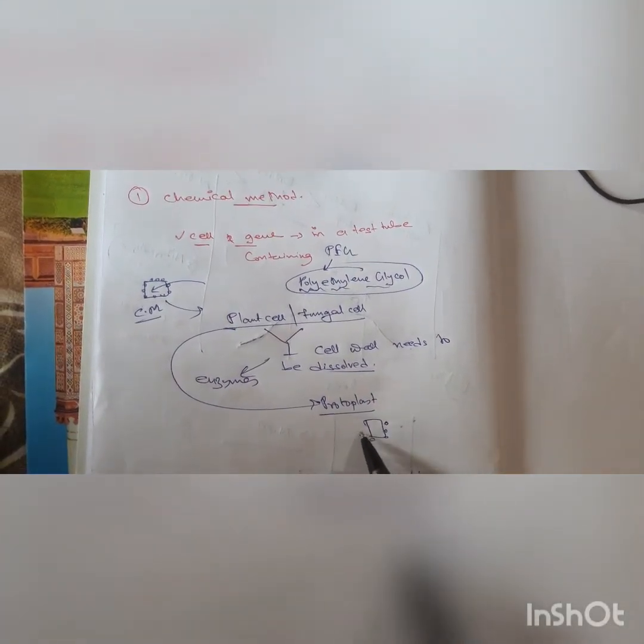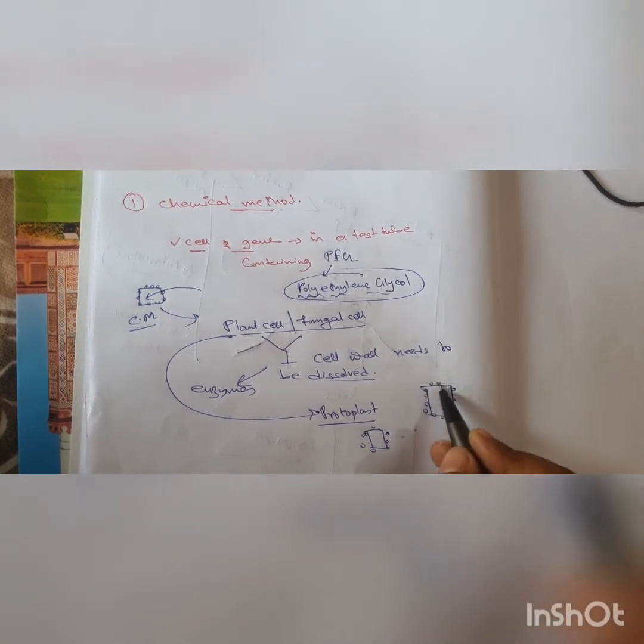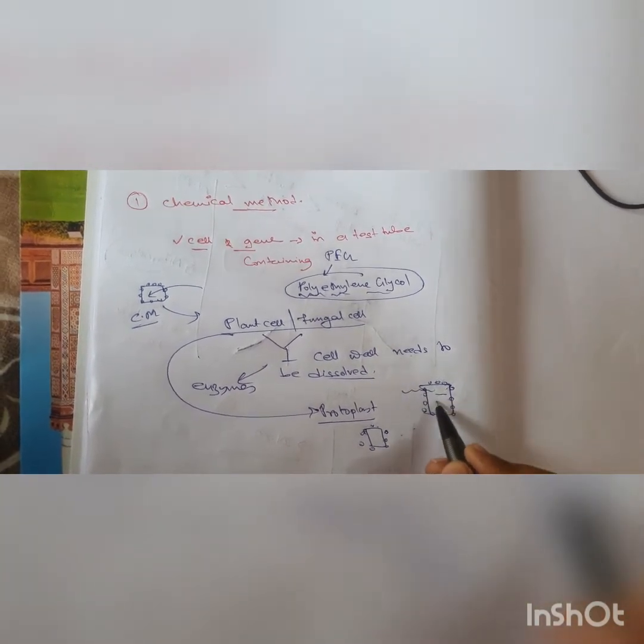And when the cell wall needs to be dissolved, we treat the cells with enzymes which dissolve the cell wall. From there, the protoplast should be taken out, and the chemical polyethylene glycol creates pores in the protoplast, which allows the gene to enter inside the cell. So this is the basic fundamental thing.